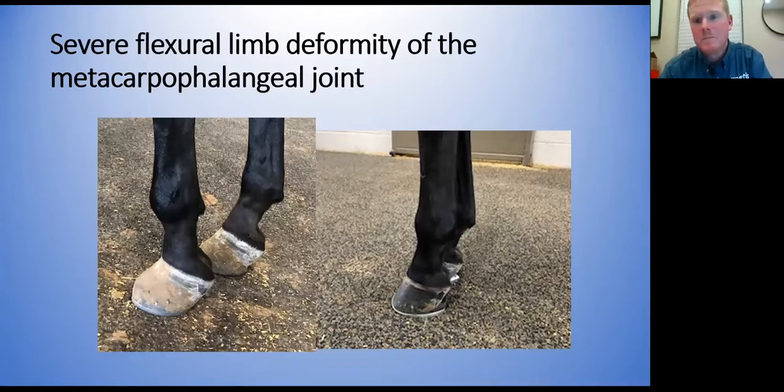And so just with corrective shoeing, that's how we got there. Yes, there are surgeries that we can perform, but the horse with just corrective shoeing has come that far. And so that's a dramatic difference.